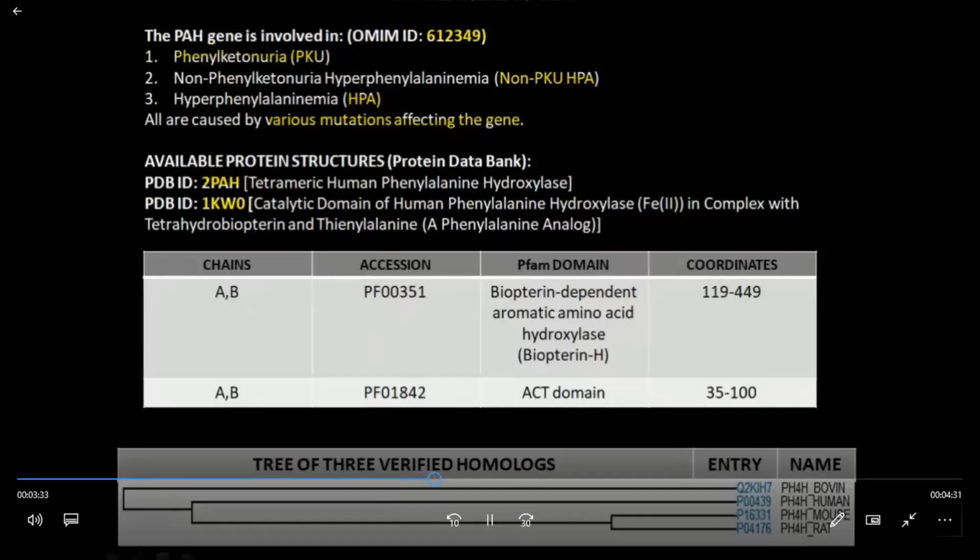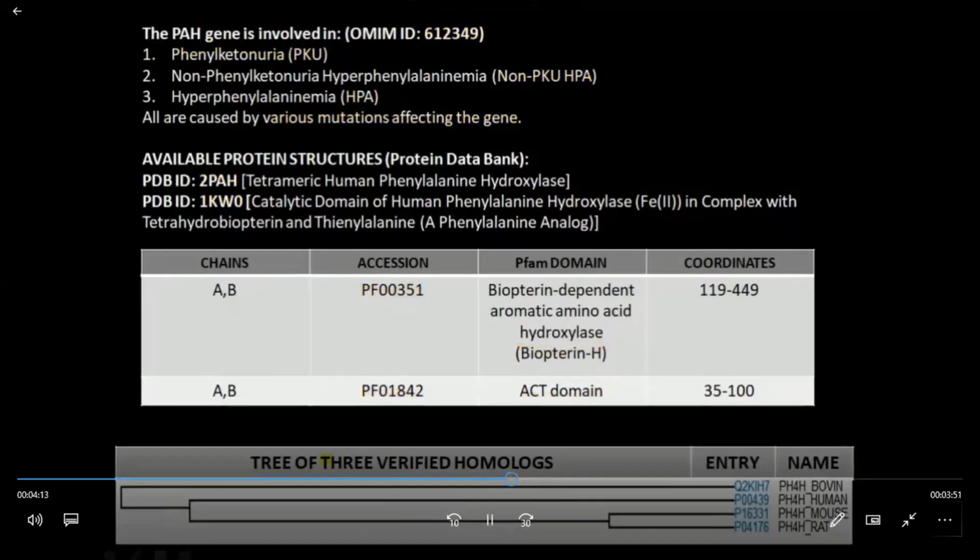Now, in the PFAM database, the chains A and B of the phenylalanine hydroxylase protein fall under 2 different domains. The first one is the biopterin-dependent aromatic amino acid hydroxylase or biopterin H with the accession number PF00351. Residues 119 to 449 fall under this domain. The second is the ACT domain with the accession number PF01842. This domain contains the residues 35 to 100.